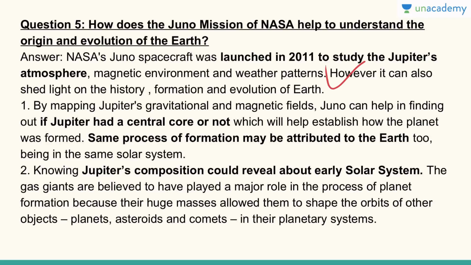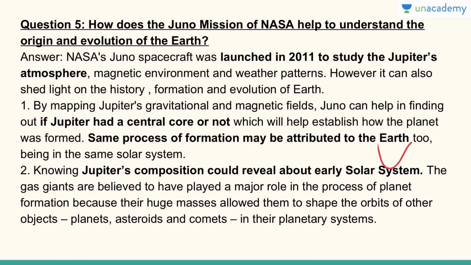So if you map Jupiter's gravitational fields, magnetic fields, etc., Juno can help in finding out if Jupiter had a central core or not, which will help in establishing how the planet was formed. So this is an important process, and the same process of formation may be attributed to Earth too, because we are in the same solar system, and chances are the evolution of the planets is virtually the same in the same solar system.